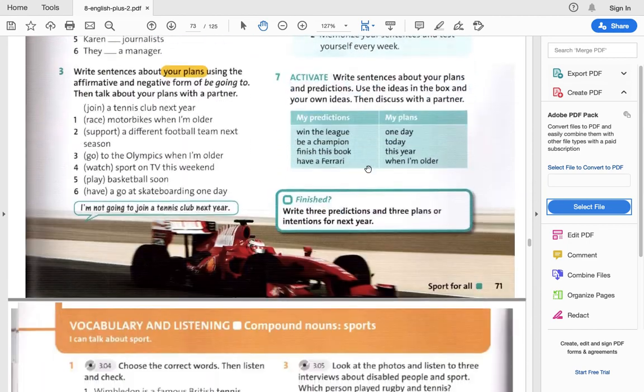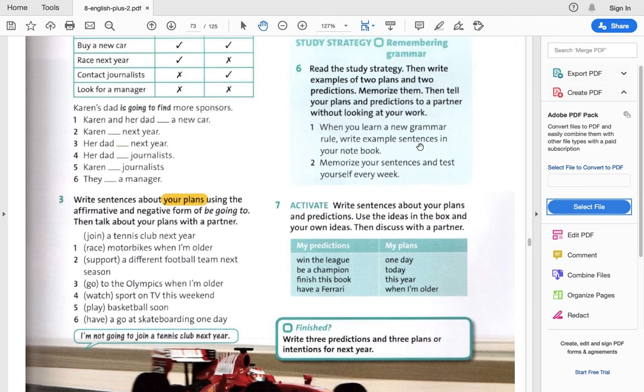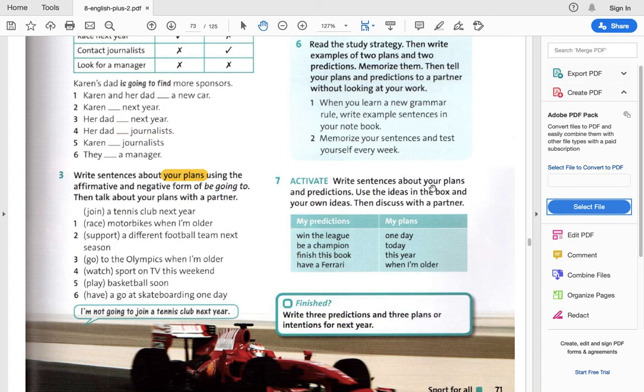We're going to skip exercise 6. And here in exercise 7, you need to write sentences about your plans and predictions. Use the ideas in the box, your own ideas, and discuss with a partner. You cannot discuss, unfortunately. But if you still want to discuss some questions, you can share your thoughts with your classmates, I guess, in the WhatsApp group. You have your WhatsApp group, so that would be cool. And here, I'm going to give you an example about predictions and plans. You have the time expression here, and you have the examples here. One, two, three, four examples.